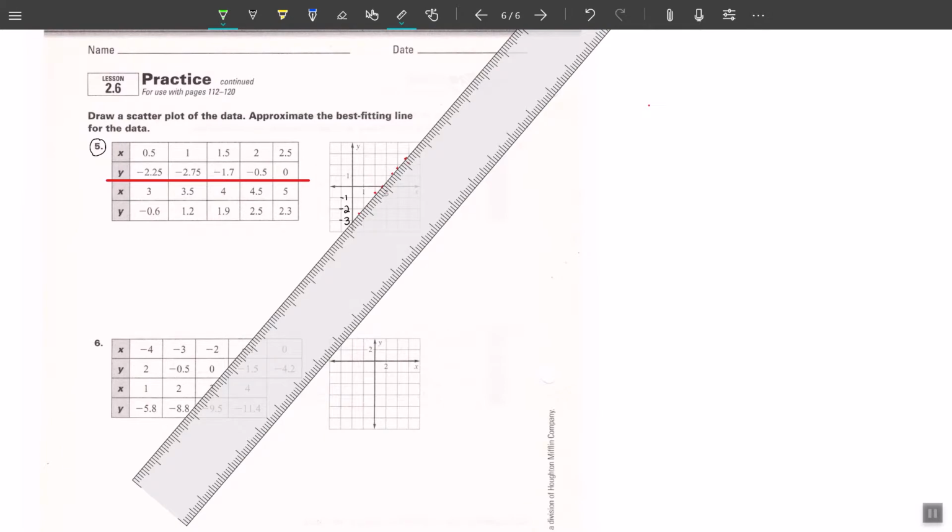All right, so you can see that I've taken the ruler and laid it in those points so that the ruler is going through most of those points. There are going to be some outliers, but we want it to be the line that goes and hits or is in between most of the points that are there. And then you just draw your line.